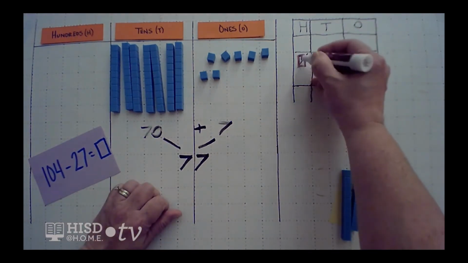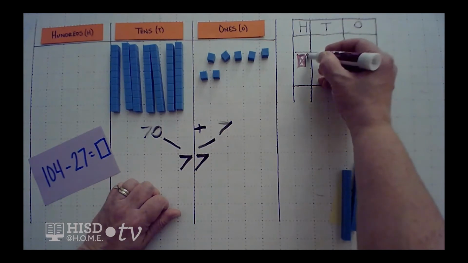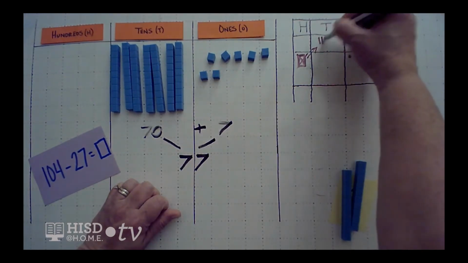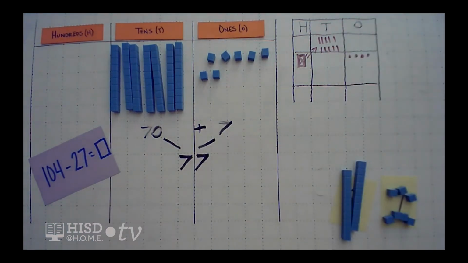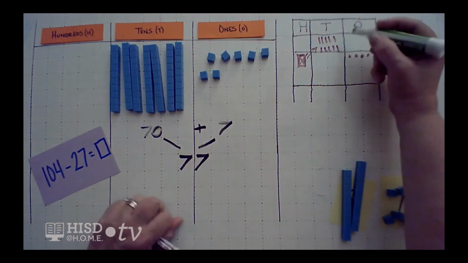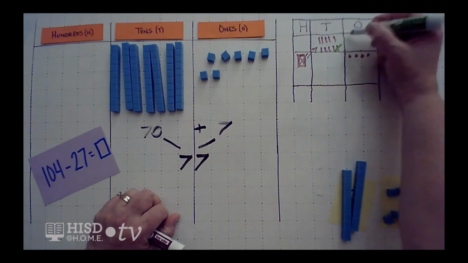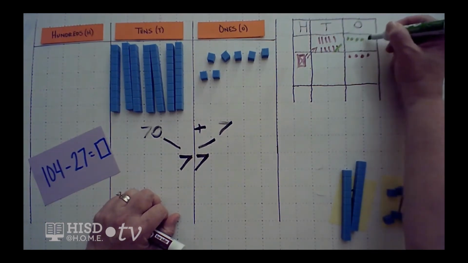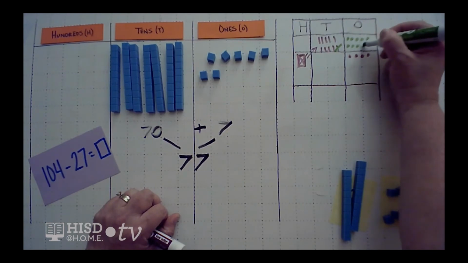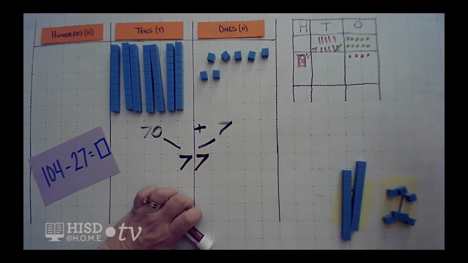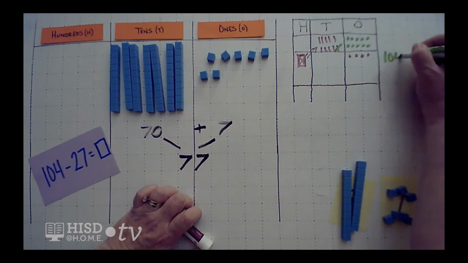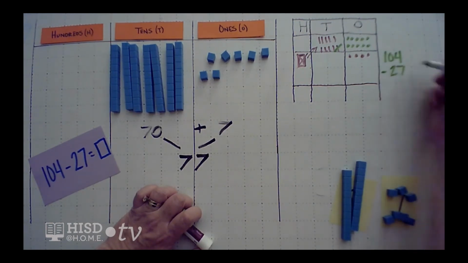We said that we were going to take this 100 and regroup it into 10 groups of 10. And then we were going to take one of those groups of 10 and decompose it, and when we decompose it, it gives us 10 units. So now, can I take the 27 away? I can. Let's remove the 20. So remember, we're taking 104 and subtracting 27.